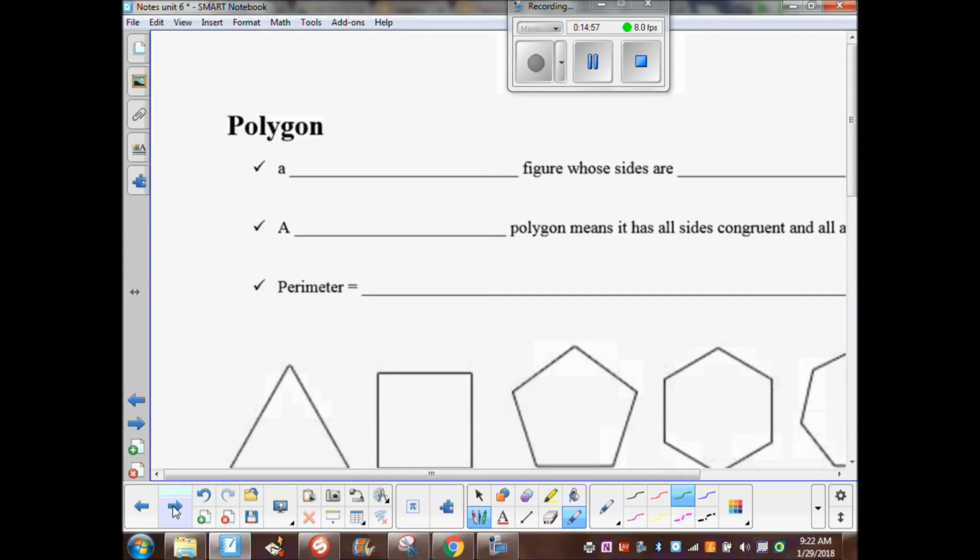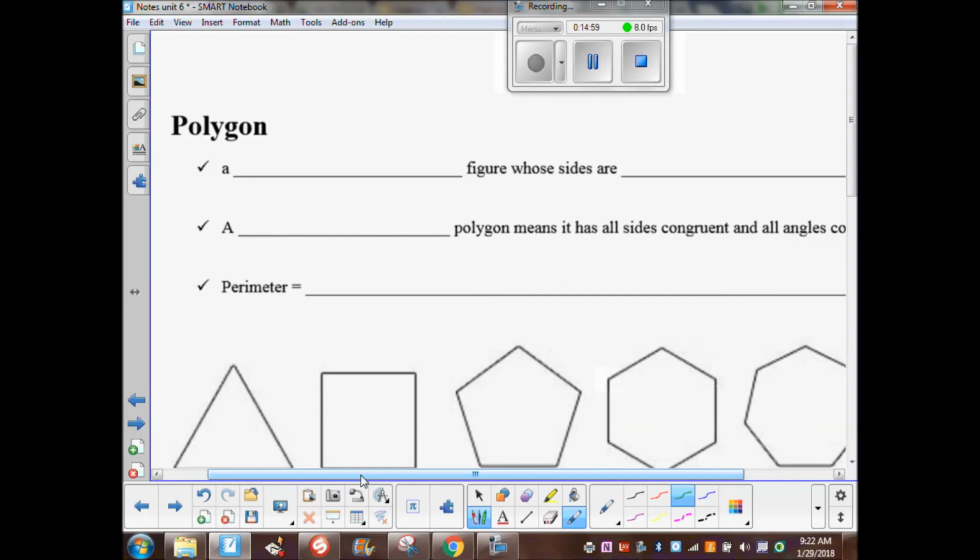Polygons. Okay, we should be able to zip through this rather quickly. A polygon is a closed figure whose sides are line segments. Closed figure means there's no openings to it. All the sides touch. It's kind of like a fence. It surrounds something.